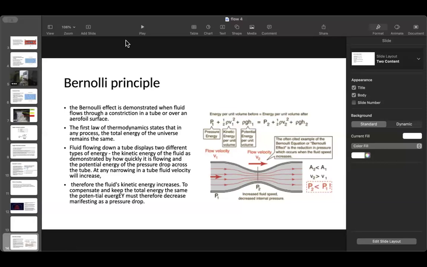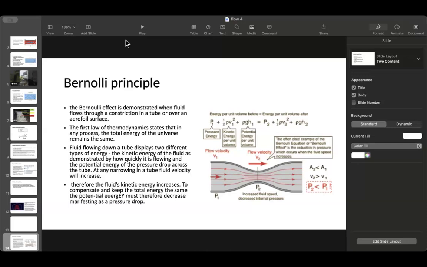is demonstrated when a fluid flows through a constriction in a tube or over an aerofoil surface. The first law of thermodynamics is that energy is always the same. It just changes from one state to the other. Fluid flowing down a tube displays two different types of energy: the kinetic energy of the fluid, as demonstrated by how quickly it is flowing, and the potential energy of the pressure drop across the tube.